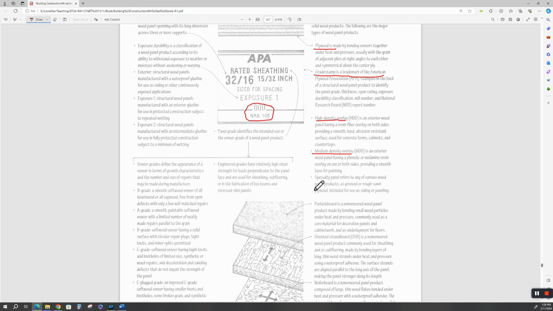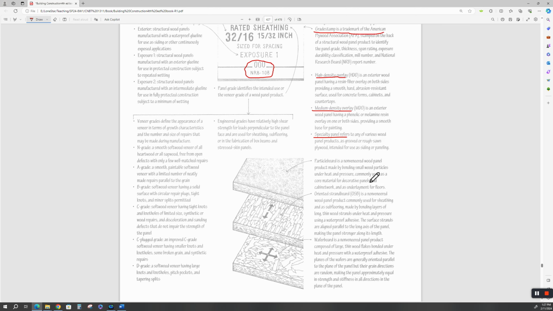Specialty panel refers to any various wood panel product such as grooved or rough sawn. Like T111 would be a specialty panel. T111, remember that? For the wall coverings. All right.